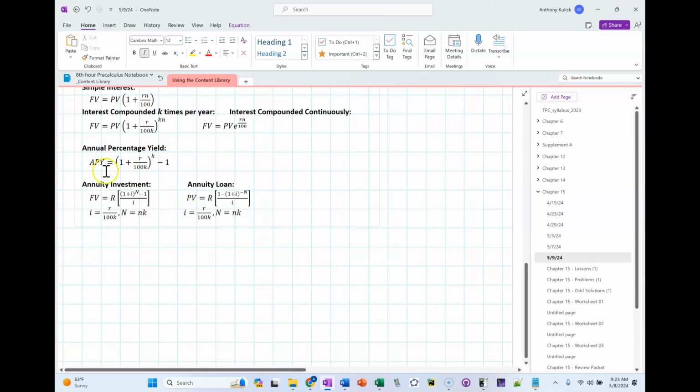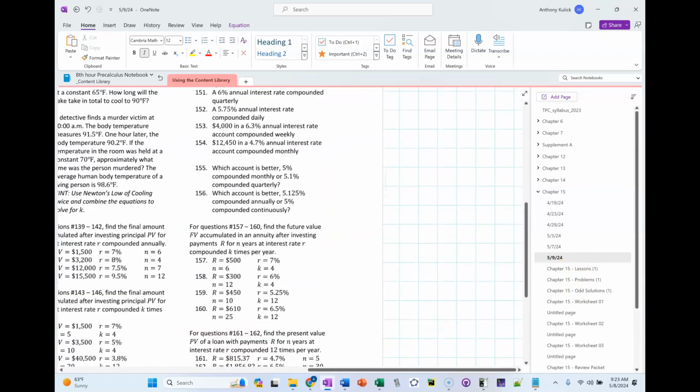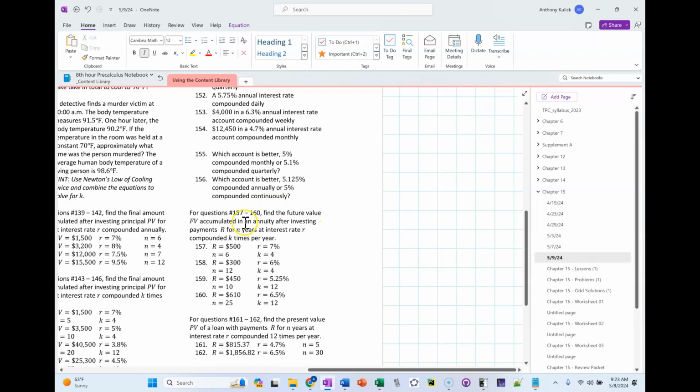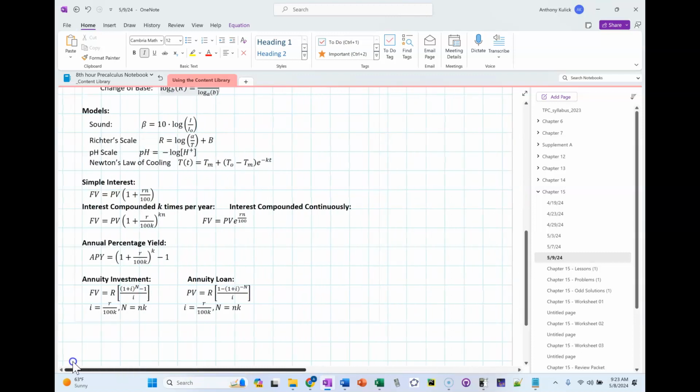So an investment would be, let's go look at the story problems here. Find the future value accumulated in an annuity after investing. So you have the investment annuity, as opposed to this, find the present value of a loan, which is the loan annuity. Can I use the calculator to do that? Yes, you can use the calculator to do both of them.